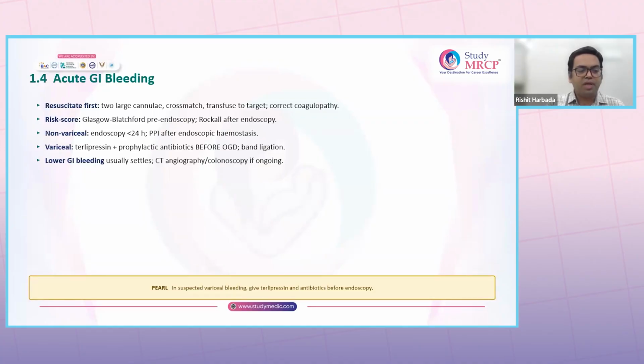So if the patient is having upper GI bleeding, you do a scopy. If not detected, you do a CT angiography. And if it also fails, you do a surgery. Whereas in lower, you are first going to do a colonoscopy, then CT, and then you're going to do an embolization. Okay, so always remember the 2-3 questions, and you have to do the resuscitation, which is very, very important in this situation.